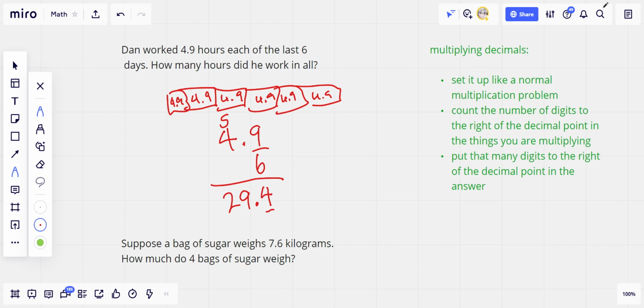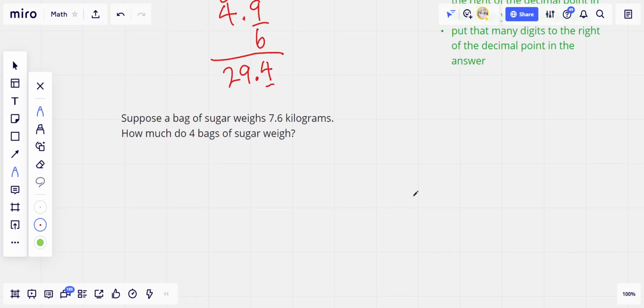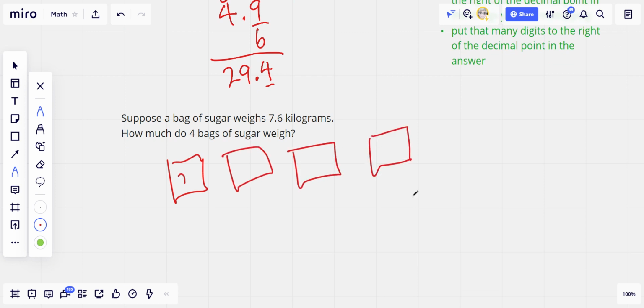Let's try one more. So this one says, suppose a bag of sugar weighs 7.6 kilograms. How much do 4 bags of sugar weigh? So again, we got a bag of sugar, a bag of sugar, a bag of sugar, and a bag of sugar, and they all weigh 7.6. So it should make some intuitive sense that you would multiply 7.6 times 4.